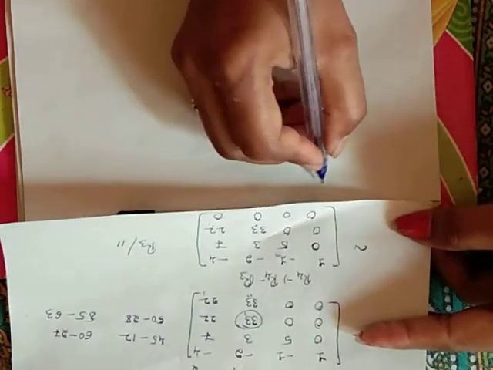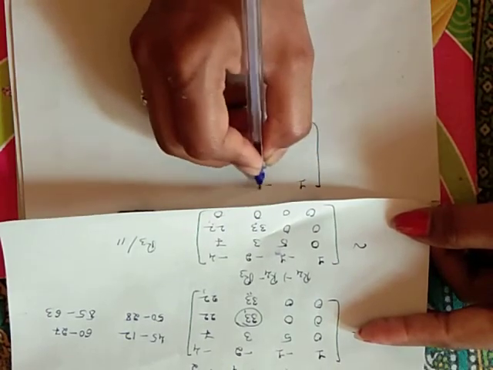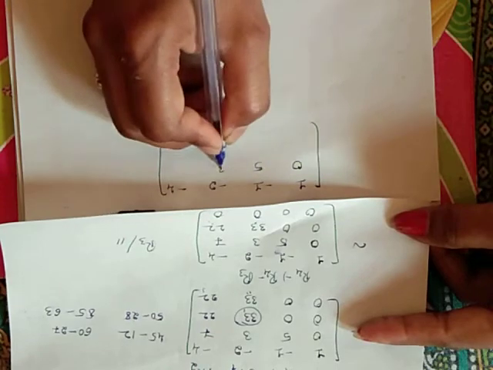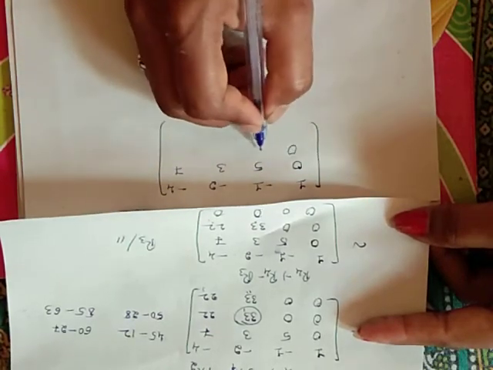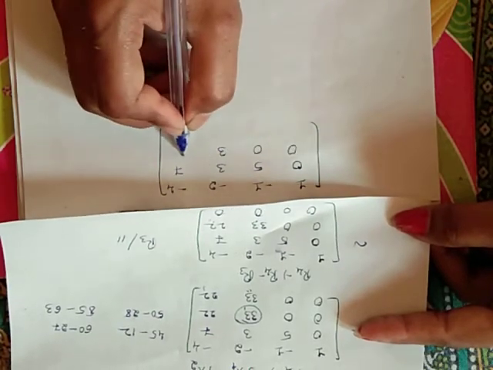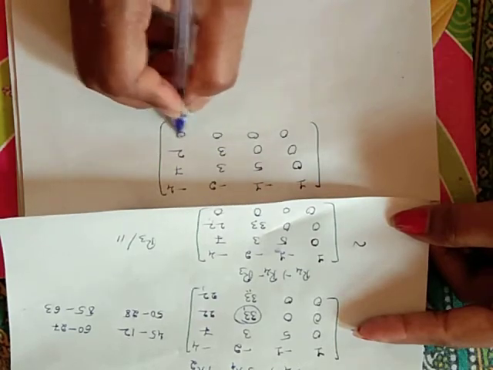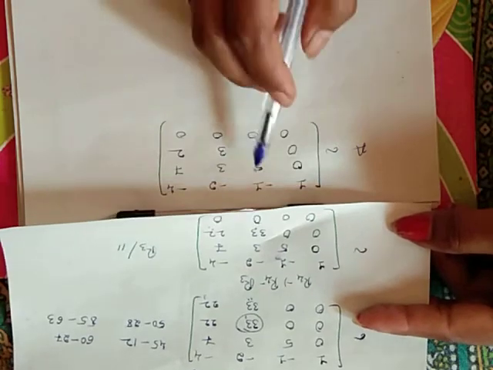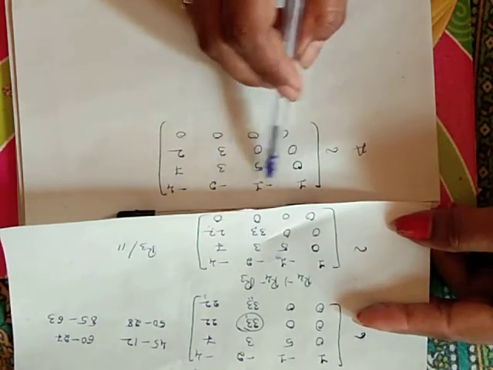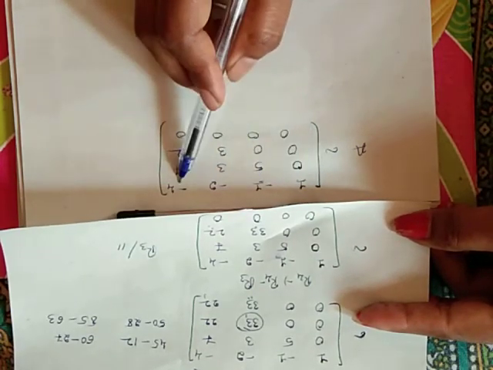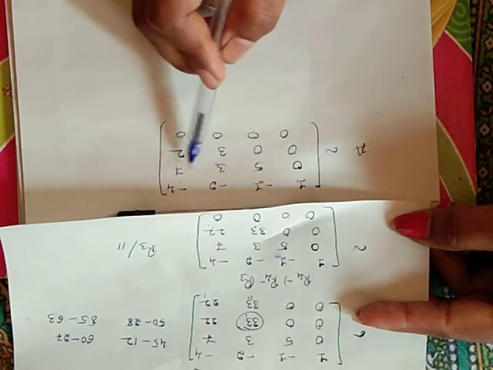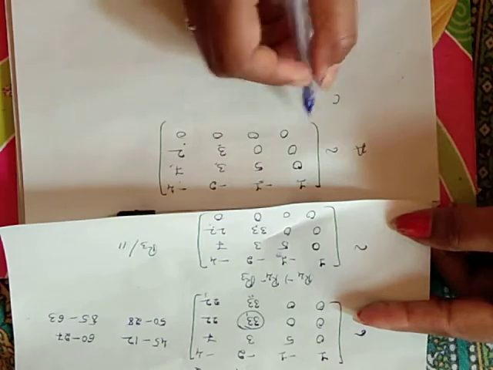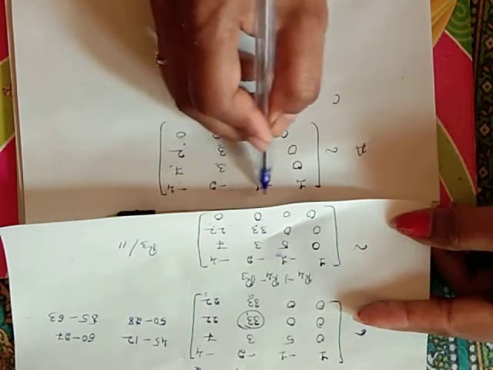Now it becomes 1, minus 1, minus 2, minus 4, 0, 5, 3, 7, 0, 0, 3, 2, 0, 0, 0, 0. Now using this term, make these 3 zero. Using this term, make these 2 zero. Using this term, make this term 0. So now using this term, we have to make these 3 terms 0.